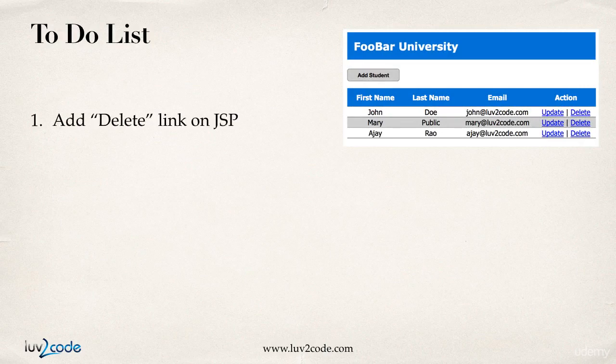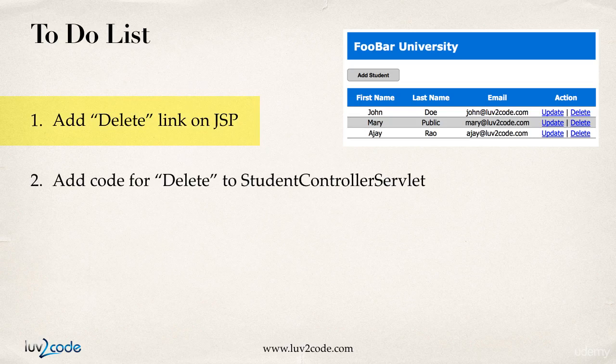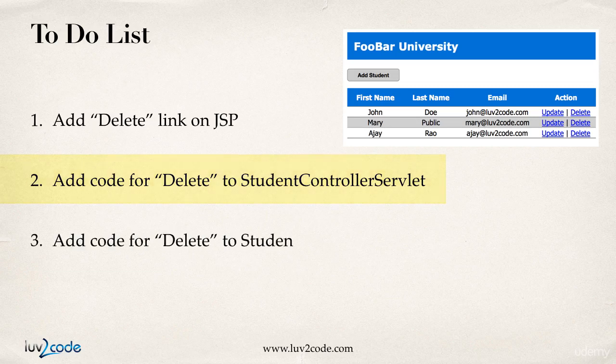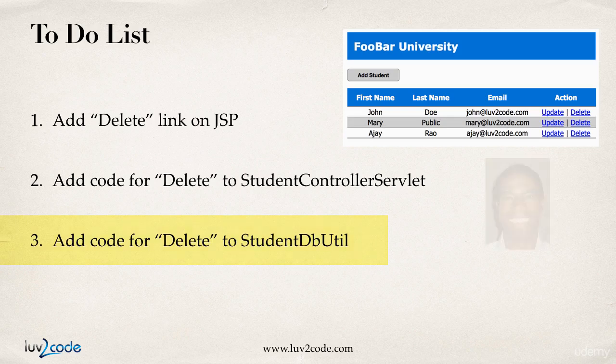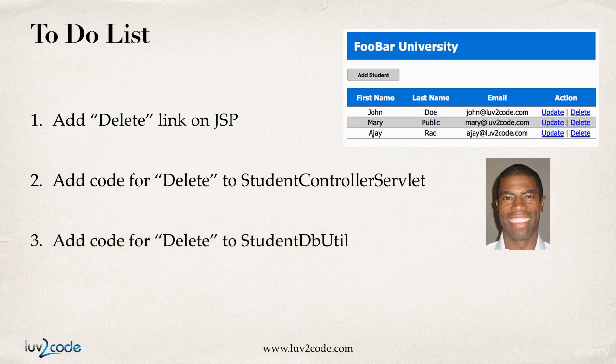All right, so I love my to-do list. So the first thing we're going to do is add a delete link to the JSP. Then we'll add code to that controller servlet to handle the processing of that delete command. Then we'll add code to our student database util to actually do the low-level JDBC work for deleting a student. So that's the game plan. I'm excited. I'm ready to write some code, and we'll do everything from scratch.